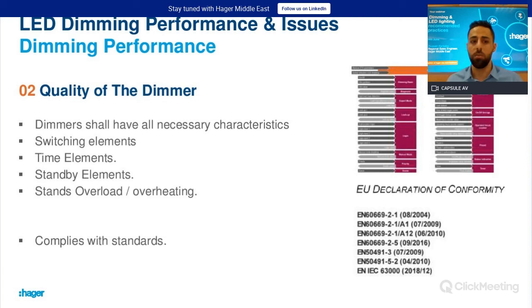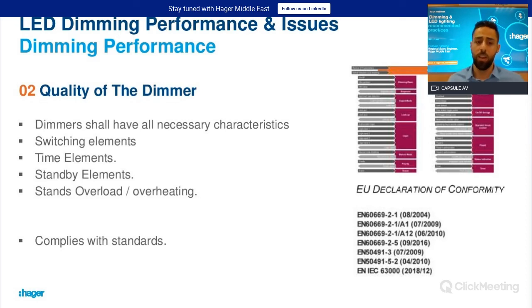The switching elements, which covers the type of switching element. Is it TRIAC? Is it MOSFET? Is it something reverse, so it goes to phase dimming, for example, or other dimmers. Time element, which covers if you have a dimmer with multi-channel and you want to open them all together, are they opening at the same time with a very high inrush current, or is there some gap of milliseconds between each channel, so it will protect your dimmer.